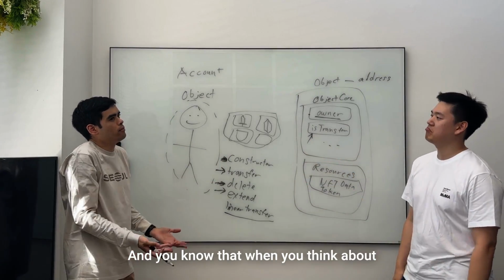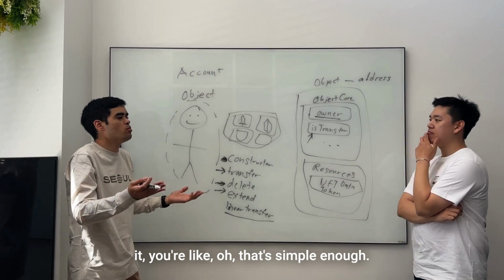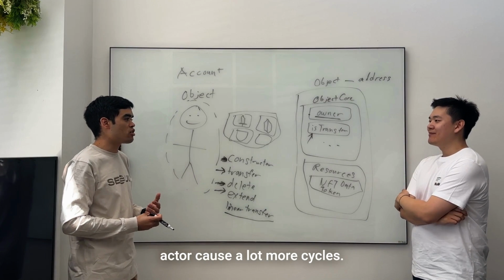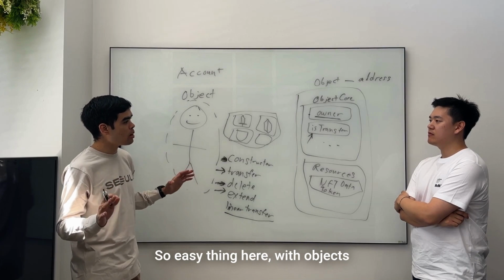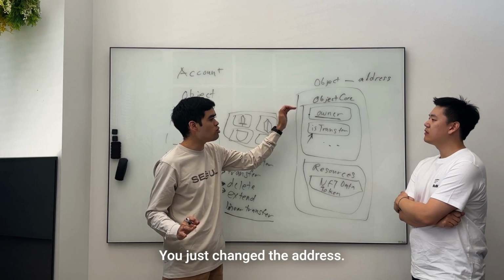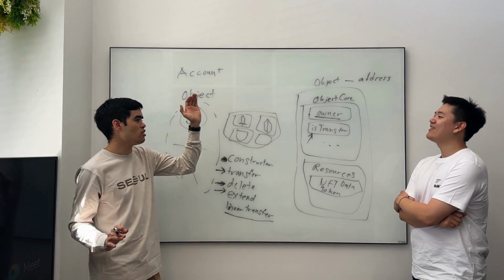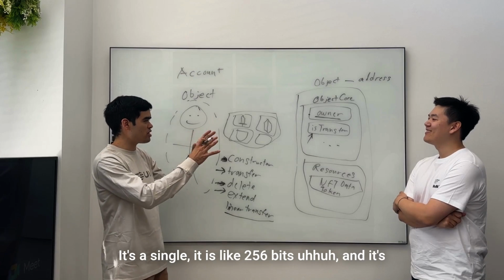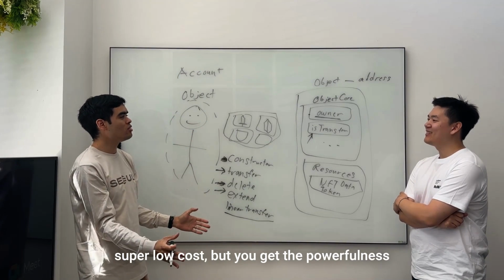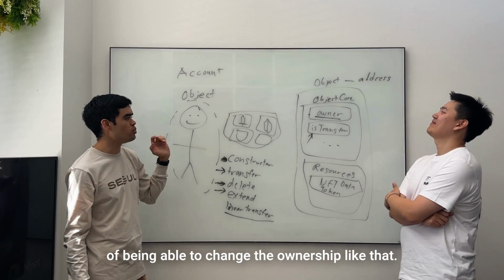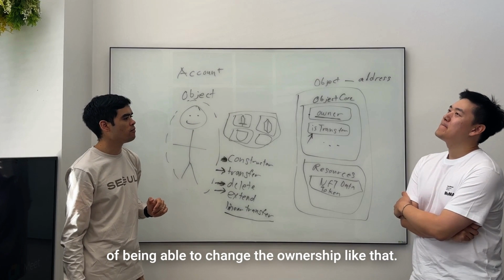Yeah, and when you think about it, you're like, oh, that's simple enough. But then you realize that actually causes a lot more cycles of things. So the easy thing here with the objects is that because of the built-in ownership, you just change the address. It's like 256 bits, and there's super low cost. But you get the powerfulness of being able to change the ownership like that.